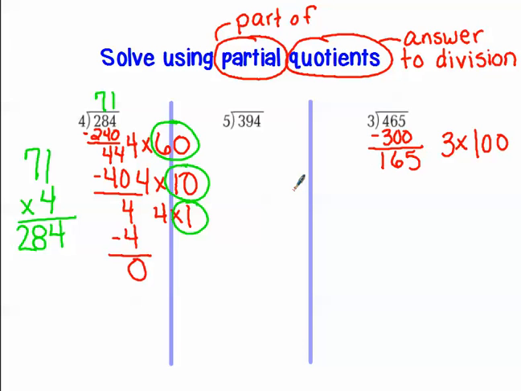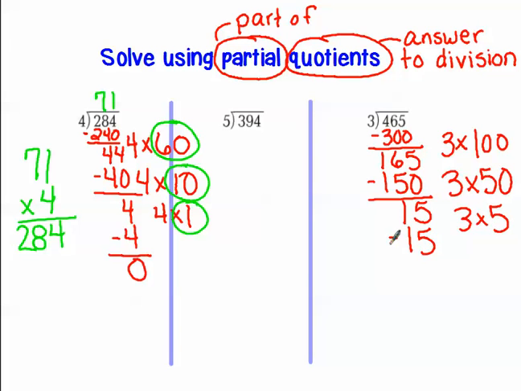Now I have to think, okay, 3 times what is going to get me close to that 16? Well, I know that 3 times 5, so let's try 3 times 50. That's 150. I subtract it out, now I'm down to 15. Right? 3 times 5 is 15. Oh, now I'm at 0. And I have these partial quotients. Here's part of my answer. If I add that all up, 100 plus 50 plus 5 is 155.